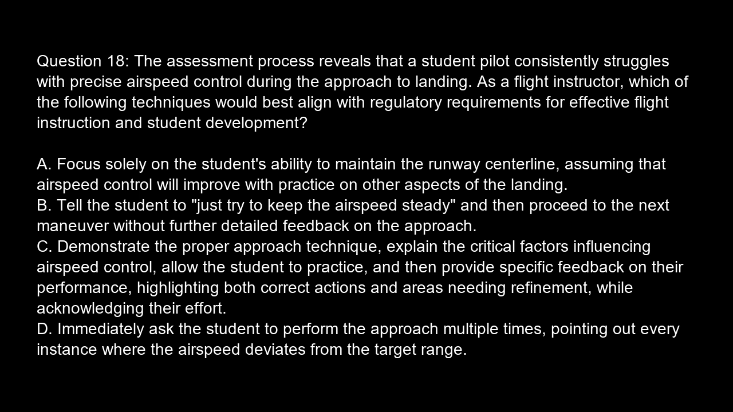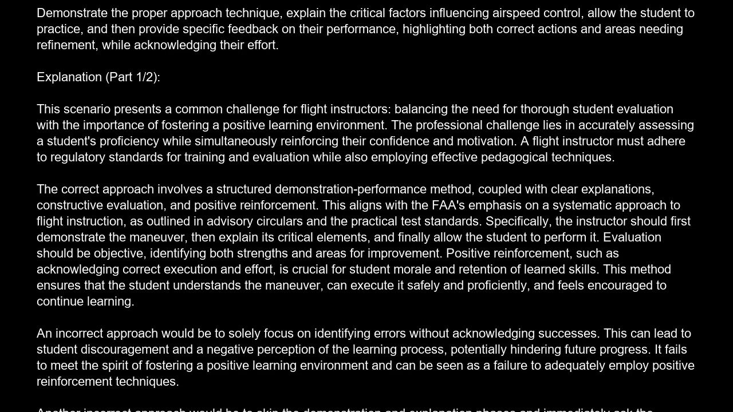Option C. Demonstrate the proper approach technique, explain the critical factors influencing airspeed control, allow the student to practice, and then provide specific feedback on their performance, highlighting both correct actions and areas needing refinement while acknowledging their effort. Option D. Immediately ask the student to perform the approach multiple times, pointing out every instance where the airspeed deviates from the target range. The correct answer is C. Demonstrate the proper approach technique, explain the critical factors influencing airspeed control, allow the student to practice, and then provide specific feedback on their performance, highlighting both correct actions and areas needing refinement, while acknowledging their effort.